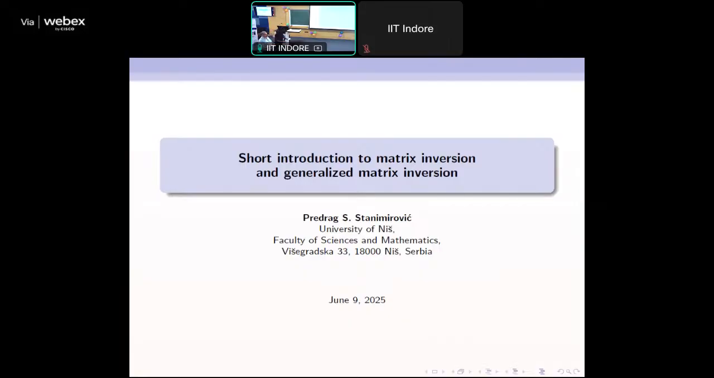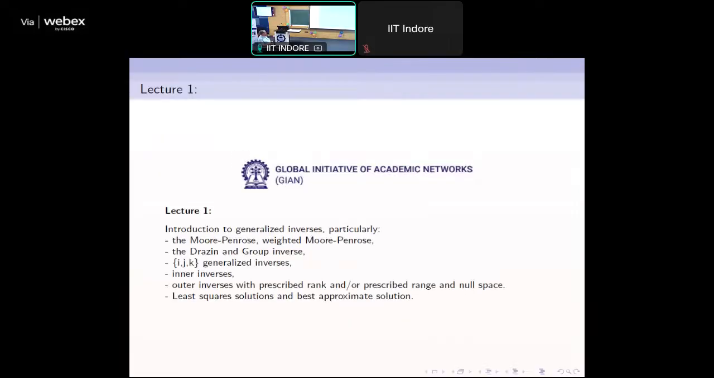From tomorrow we will start with dynamical systems and recurrent neural networks. What we will present in the first part is aimed at generalized matrix inversion. Particularly, we will introduce the Moore-Penrose inverse, weighted Moore-Penrose inverse, Drazin and group inverse.